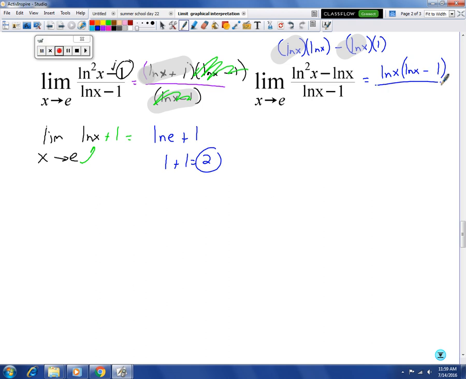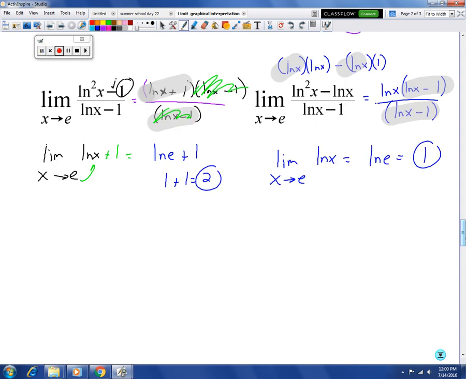You could just go ahead and distribute what I have factored there, and you wind up with the same thing. In the denominator I have a natural log of x minus 1. You put parentheses around it so it looks the same. Cancel these out. We rewrite that as a limit as x approaches e of natural log of x, which is, substituting e, natural log of e, which is 1. And I'm going to stop the video here because I have a different technique to show you next.